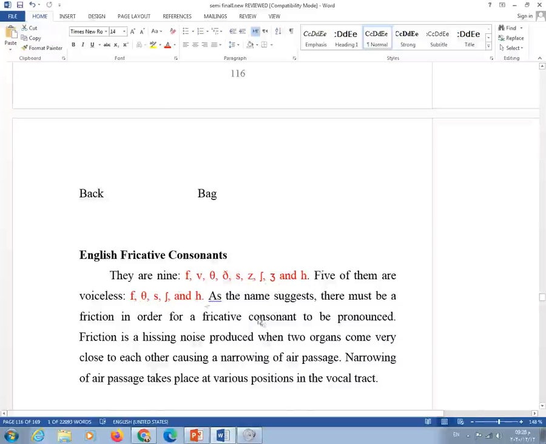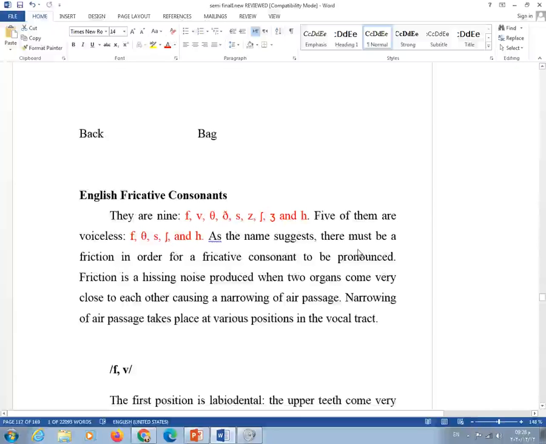And as the name suggests, زي ما احنا عارفين احنا مش هنحفظ بقى، احنا نشوف بس الكلمة to know what does it mean. The term here, fricative consonant, as the name suggests, there must be a friction, احتكاك, in order for a fricative consonant to be pronounced. طب الفريكشن ده عبارة عن ايه؟ Friction is a hissing noise produced when two organs come very close to each other, causing a narrowing of air passage. يبقى الفريكشن ده اللي هو الاحتكاك عبارة عن hissing sound، صوت كده يعني just a noise.